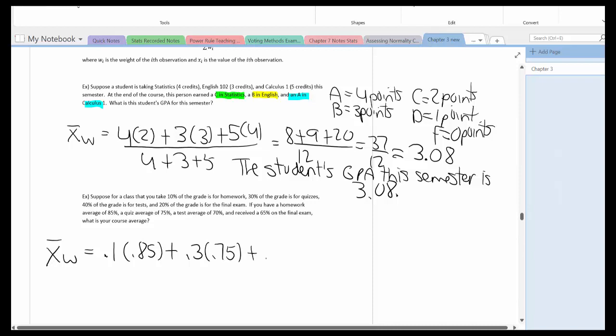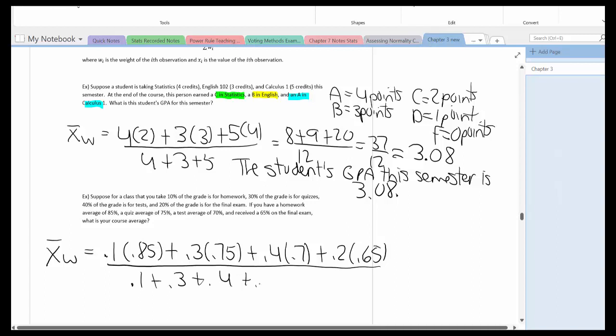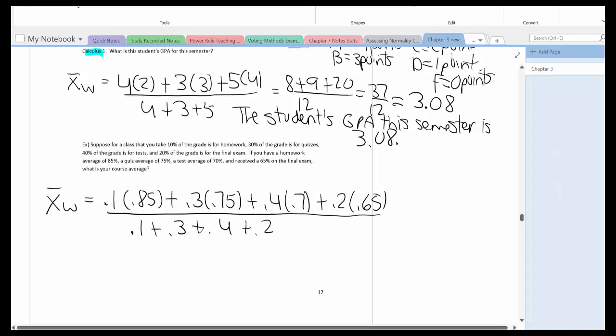Next, the test average is 40%. And that average was a 70%. And then the final exam is 20%. And that particular score was a 65%. Divided by the total percentages, well, that would be 1/10 plus 3/10 plus 4/10 plus 2/10. Now, that denominator better be 1. If it's not 1, there's a problem here with the grade accordingly.